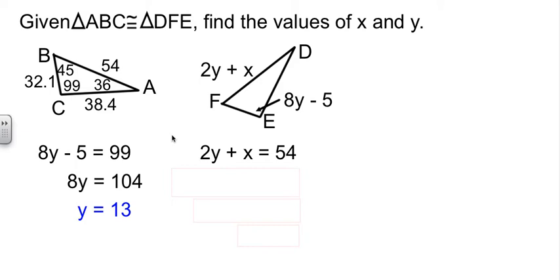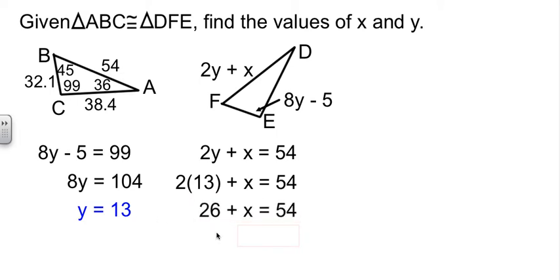So 2y plus x is equal to 54. Well, we know what y is. Y is 13. We figured that out over here, so we can substitute that in. Do a little multiplication and then a little subtraction, and we find out what x is, 28. The other values, the 45 degrees, the 36 degrees, and these two sides, were there as distractors. Okay, don't fall for it. Use the one that matches up, and you can't go wrong.